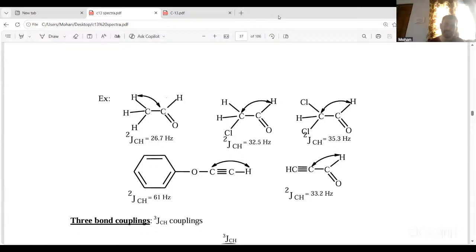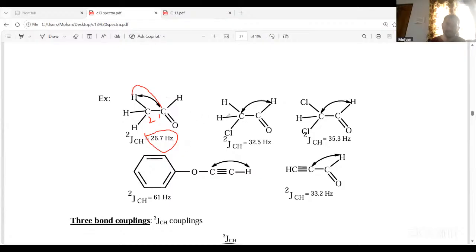In this acetaldehyde, you can see that here the coupling is between the aldehyde carbon and the hydrogen here. This is the C1 carbon, and this is the C2 carbon. So here the coupling is between the carbon and the C2 hydrogen. Where you can see the two bond coupling value is 26.7 Hertz. The J value is 26.7 Hertz.